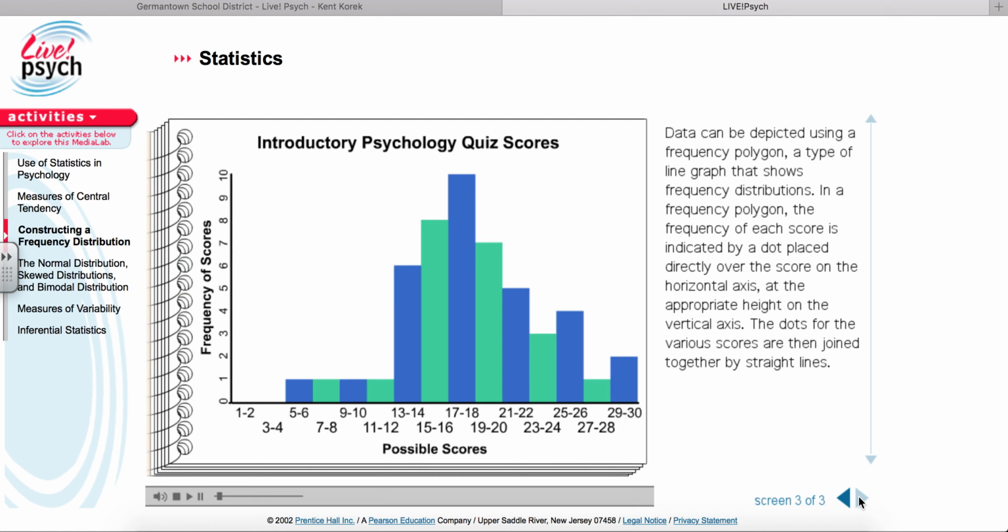Data can be depicted using a frequency polygon, a type of line graph that shows frequency distributions. In a frequency polygon, the frequency of each score is indicated by a dot placed directly over the score on the horizontal axis, at the appropriate height on the vertical axis. The dots for the various scores are then joined together by straight lines.